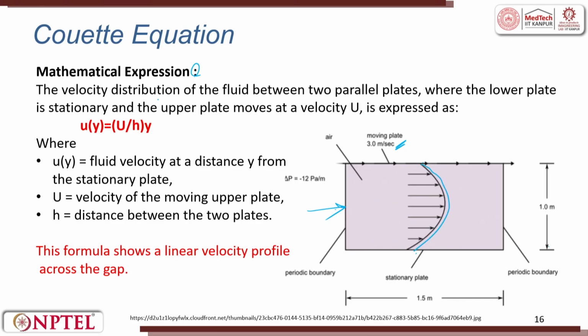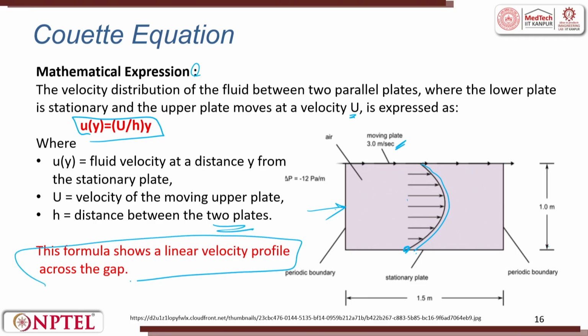So, the velocity distribution of a fluid flow between two parallel plates, when the lower one is stationary and the upper one is moving, the velocity u is expressed by this equation, where u is the fluid velocity at a distance y from the stationary plate, U is the velocity of the moving plate, and h is the distance between the two plates. The formula shows a linear profile across the gap.